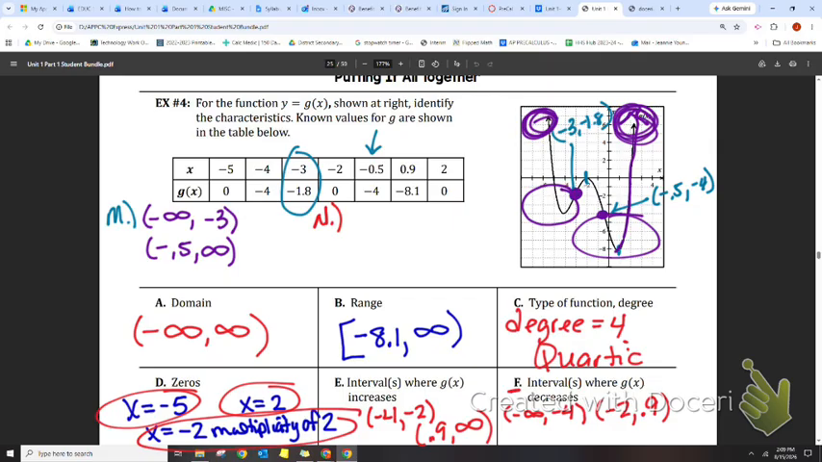All right, and then N wants to know where it's going to be concave down. And so it's going to be concave down in this area. So from this point of inflection at negative 3, when x is negative 3, to the other point of inflection where x is negative 0.5. All right, and that is lesson 1.4.